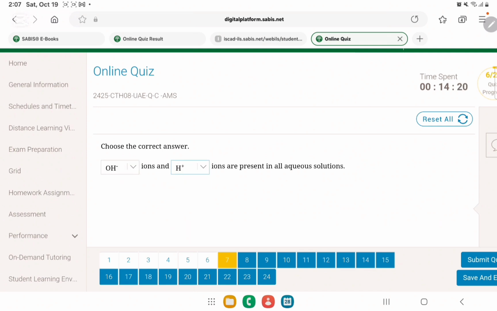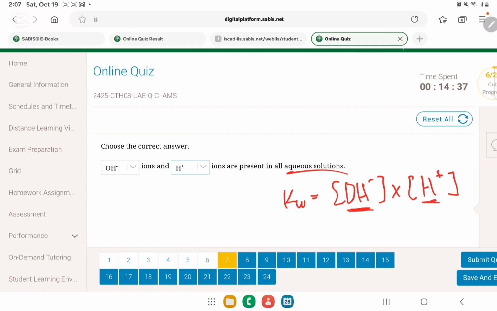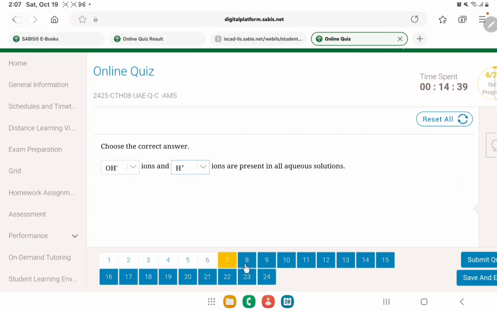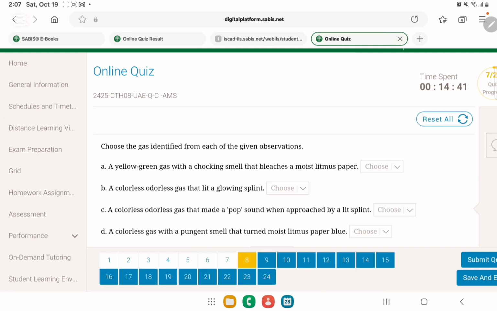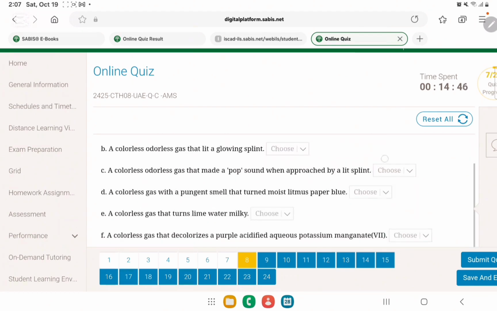OH and H are always present in aqueous solutions, because the equation really says Kw is equal to the concentration of OH minus times the concentration of H plus. So we always have OH and H in really every single aqueous solution. Okay. Oh, this one's in the notes paper, you have to memorize it.